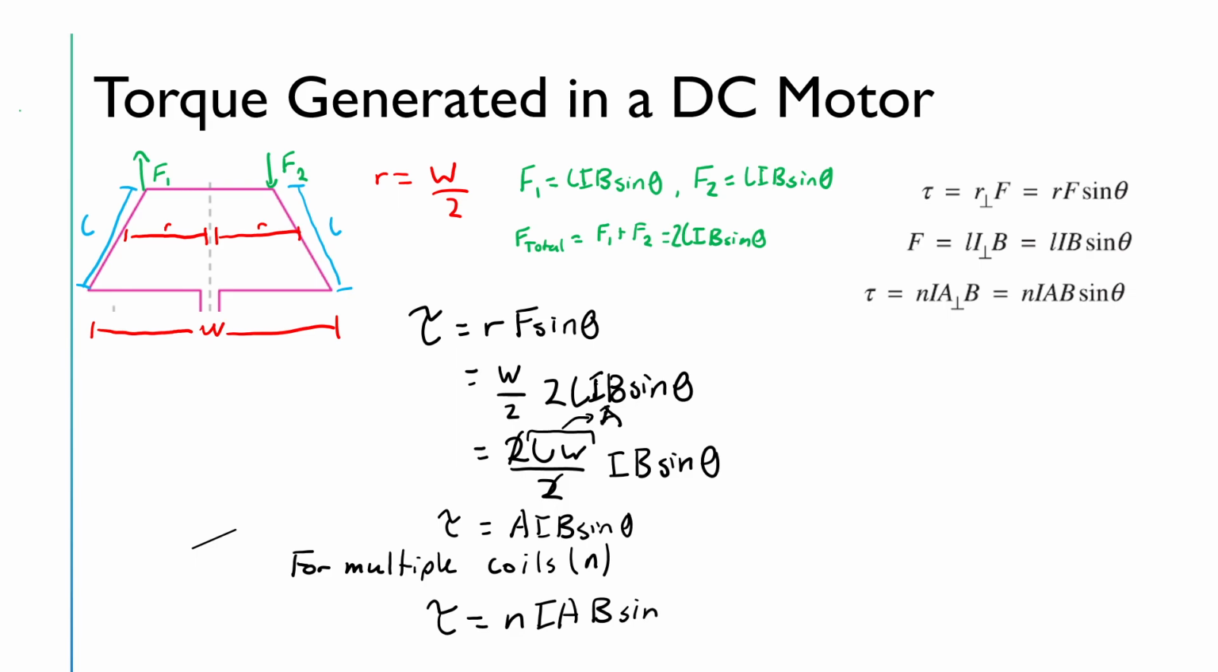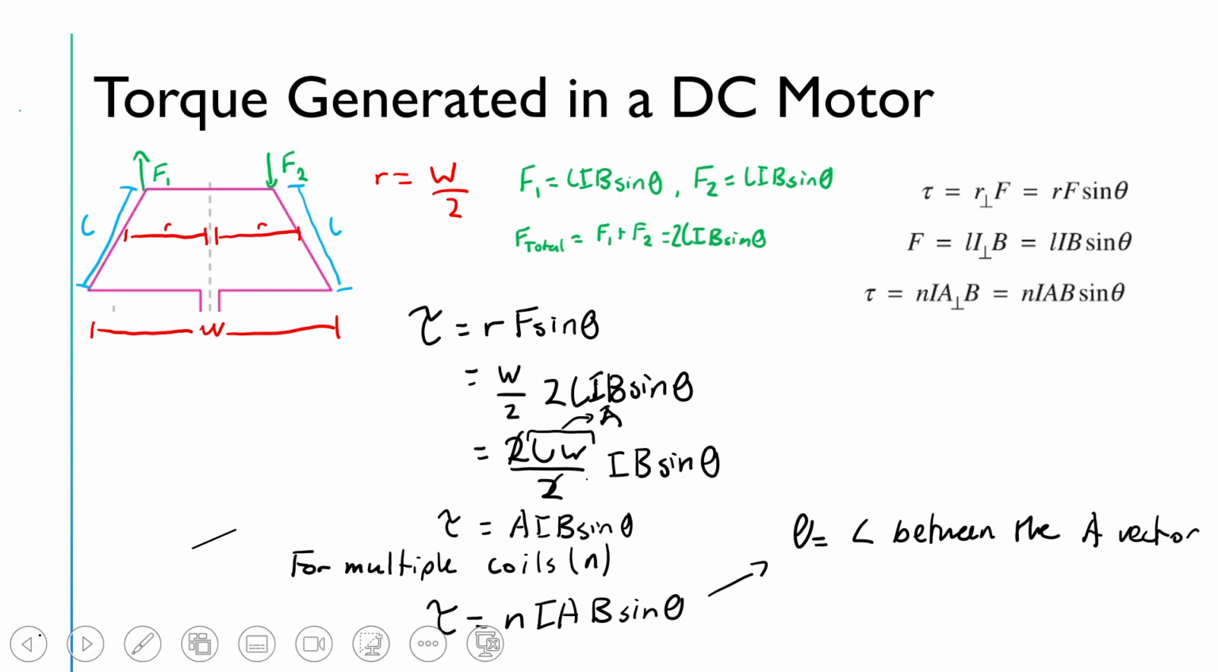So there we have it. Torque is equal to NIAB sine theta, where theta is equal to the angle between the A vector, or the area vector, which is essentially like a normal perpendicular to the area plane, and the magnetic field.